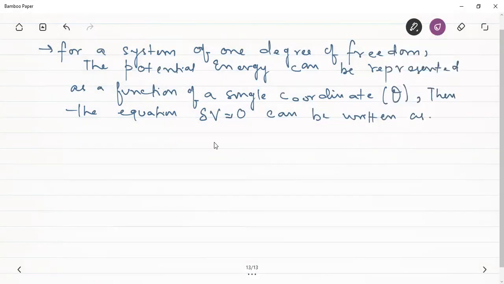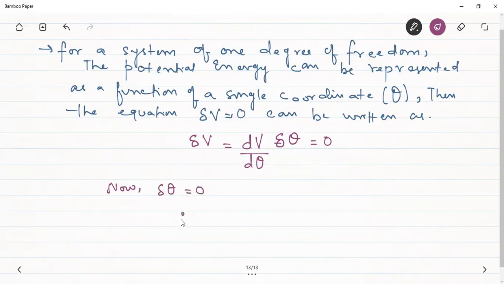If it is a function of only one independent coordinate, we can represent delta V is equal to dV by d theta times delta theta. This has to be 0. Now delta theta can't be 0 because we are giving a virtual displacement. Therefore, we can conclude that dV by d theta is 0. Just like in the previous virtual work topic, all the displacements were represented in terms of theta. We might have various coordinates, xa, xb, ya, yb, xg, yg, but all these were represented in terms of the single independent coordinate theta.